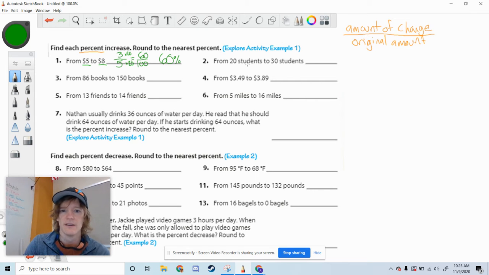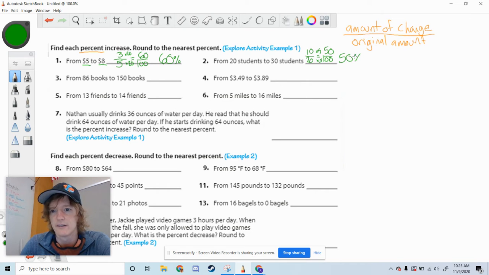For number 2, the original amount of students went from 20 students to 30 students. So we went up by 10, and our original amount was 20. So what we need to do here is, how many 100ths is this going to equal? Well, that's times 5. We had a 50% increase. We took half of these students and we added that to make 30 students. So half of 20 was 50%, and we went up by 50% of 20. We went up by 10 students.